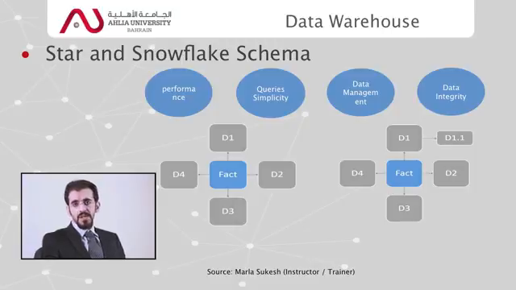In data warehouses, usually we have two schemas to follow. We have the star schema on the left, and we have the Snowflake schema on the right. When to choose the star schema and when to choose the Snowflake schema, it's up to you and what kind of requirements comes from your business. Usually we go for star schema if we are looking for performance, if we are looking for simpler queries, and we go for Snowflake schema if we are looking for easier data management and data integrity.